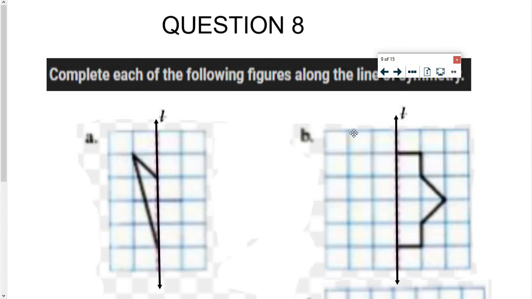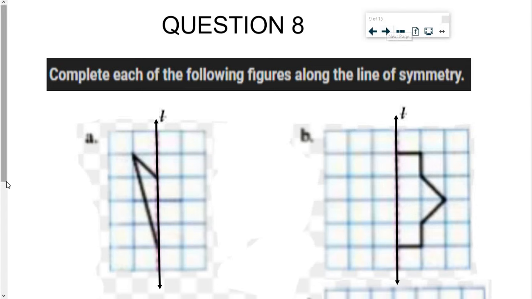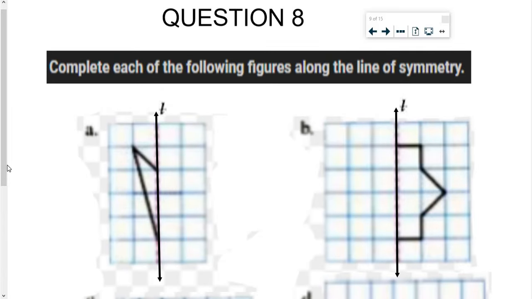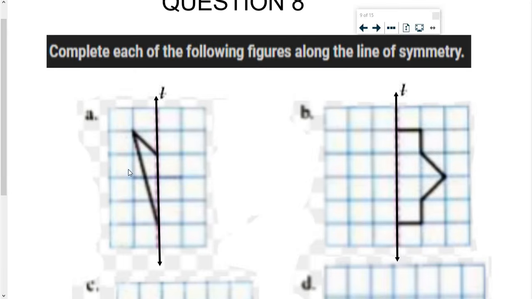Next question. Complete each of the following figures along the line of symmetry. So, let me start with question A. In question A, this line you see here, labeled L, is your line of symmetry, and you are given half of the diagram. Can you complete the other half?